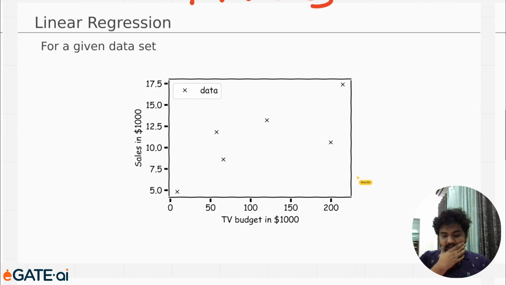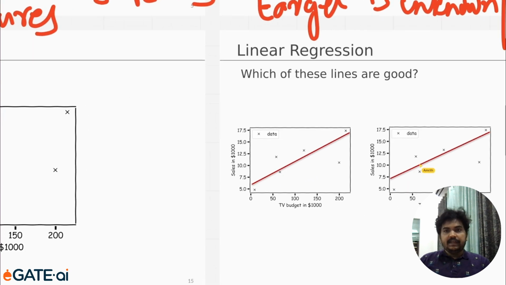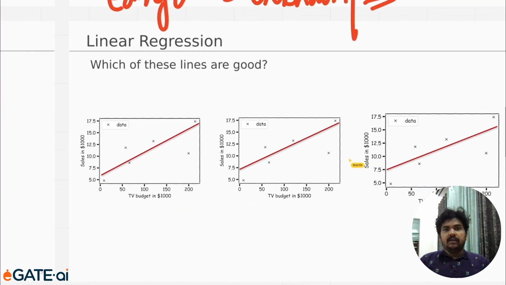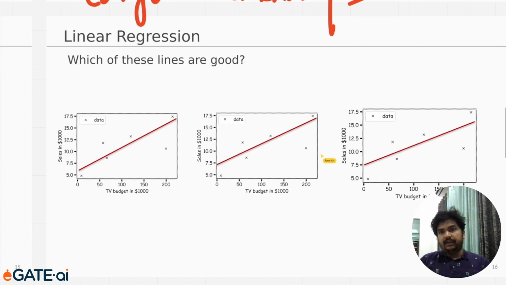So for a given data set, we already have plotted the data and we have assumed that the data is produced by a line represented by the function f. We need to find that line. Now the question is, how do we go about it? So here we have also discussed that f hat is what we are learning. It is an estimate of f, right? F hat is an estimate of f.